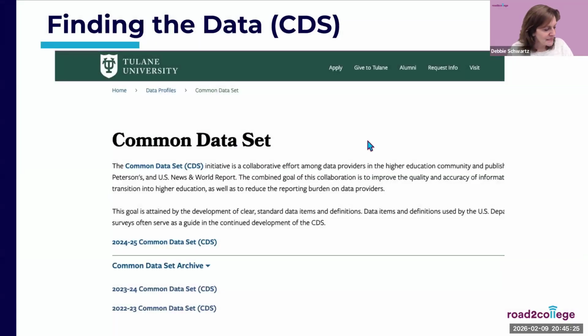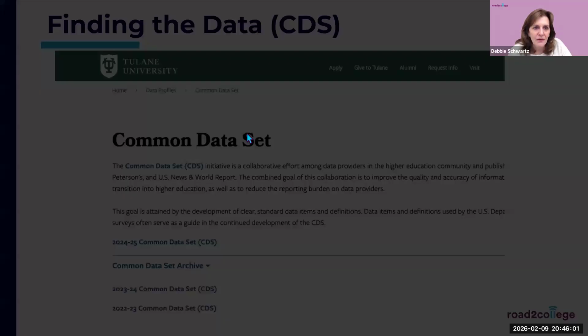Okay, so I'm going to skip ahead and let's actually pull up an actual common data set. I personally always pull up Tulane's just because it's interesting, but if anybody wants to put into the chat a particular school you're interested in that you want me to pull up the common data set, fire away, put it in the chat. Okay, I'm going to pull up Whitman. I don't think I've ever pulled it up. So let's pull it up.